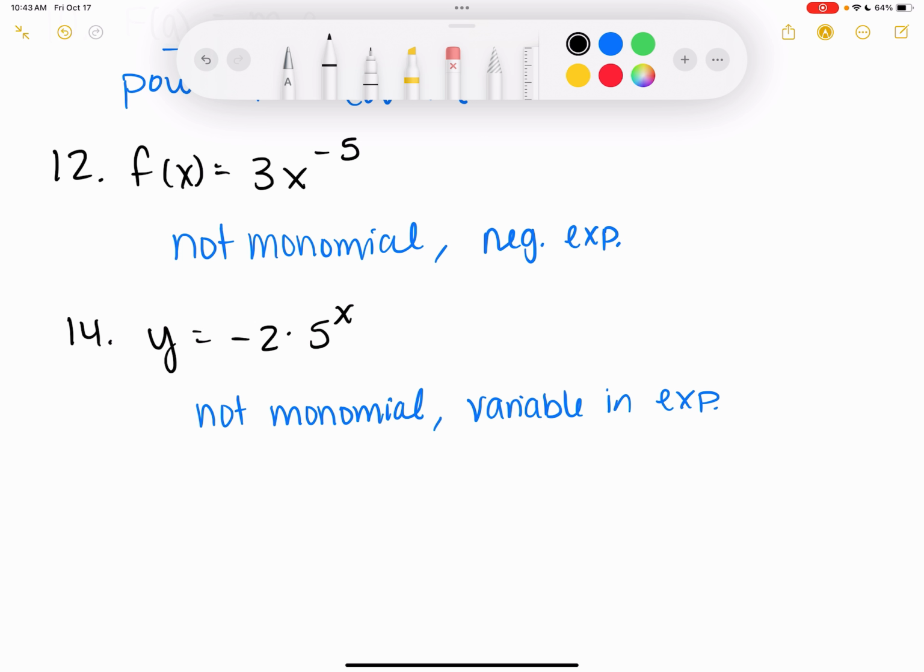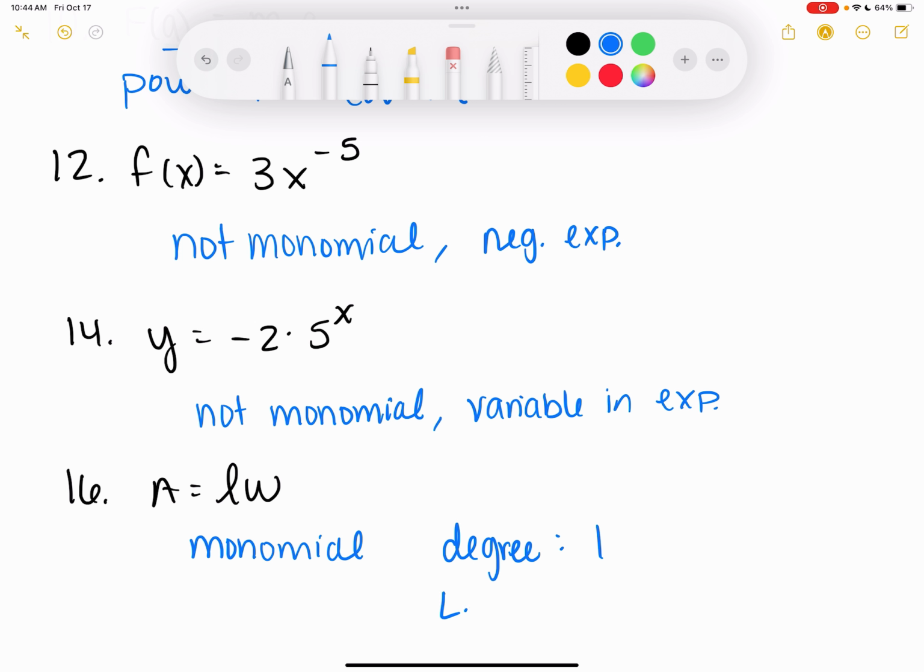Number 16. A equals L times W. Is this monomial? Yes. What's the degree and leading coefficient? It's the area of a rectangle. The degree is 1. The leading coefficient is L, because they told us that L was a constant.